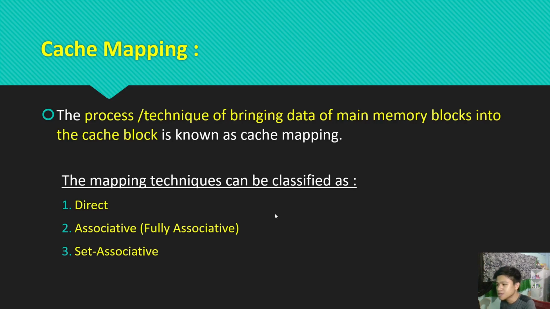Next is cache mapping. It is the process or technique of bringing data of main memory blocks into the cache block. We actually have three techniques classified under cache mapping. We have direct mapping. Second is associative, sometimes called fully associative mapping. And last is the set associative mapping. Each one of them has its own advantages and, of course, its own disadvantages. Later on we'll discuss them one by one.